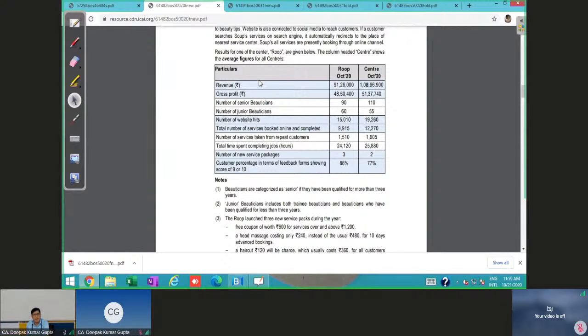This is a very easy and straightforward question, but it is important to identify the data related to particular dimensions.